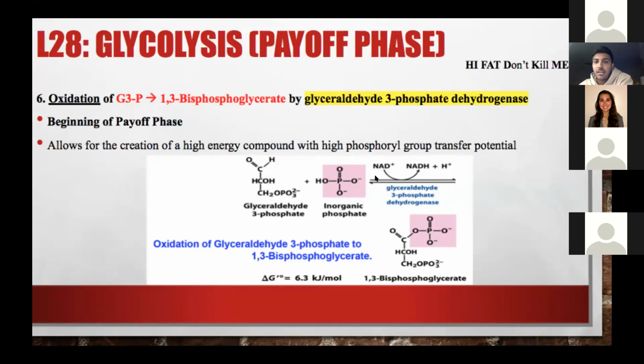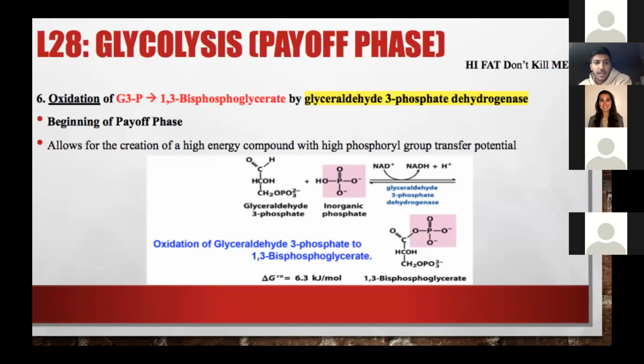And so as this gets oxidized, your NAD+ is going to be reduced to NADH. The reason why we do this is because now you have a phosphoryl on here, right? Due to that free inorganic phosphate. So this molecule right here has high phosphoryl group transfer potential, meaning you can use this to do substrate level phosphorylation. You can donate this to an ADP in order to make ATP, if that makes sense.